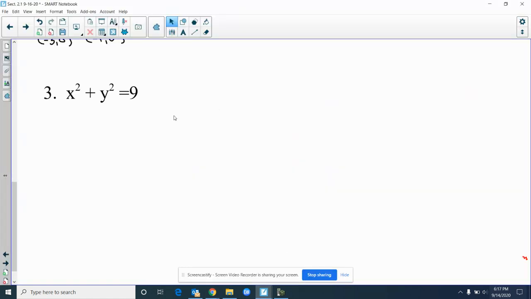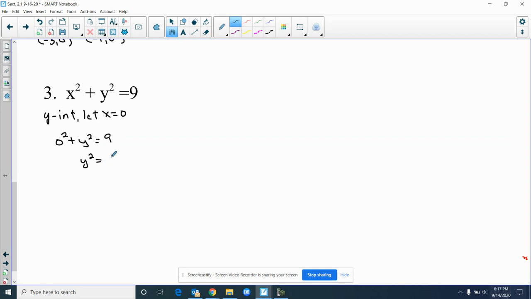All right, last one. Find the x and y intercepts. For the y-intercept, let x equal 0. And so that's going to be 0 squared plus y squared equals 9. That's y squared equals 9. You're going to take the square root, but you're going to do plus or minus. So you're going to get y equals plus or minus 3. So you're going to get two y-intercepts, 0, 3 and 0, negative 3.